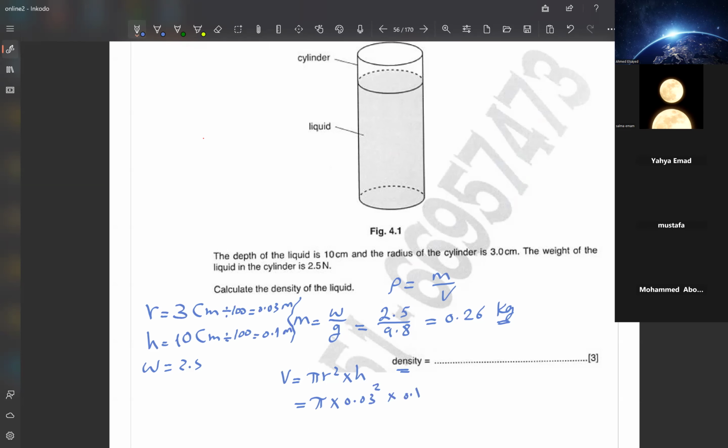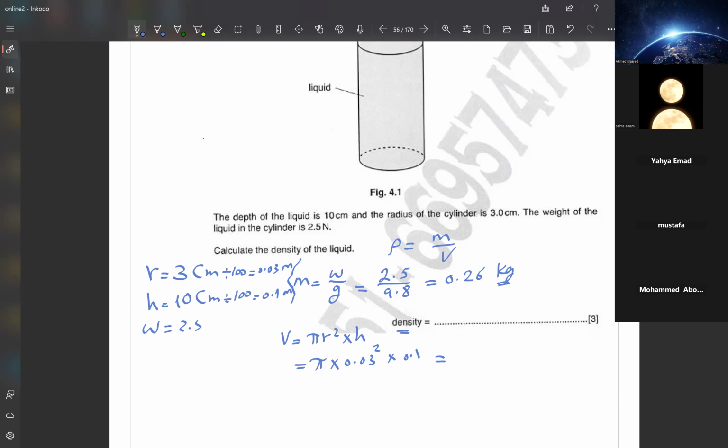Yes. Now what is the volume equal? Volume equals 0.0028. Okay. Now continue.